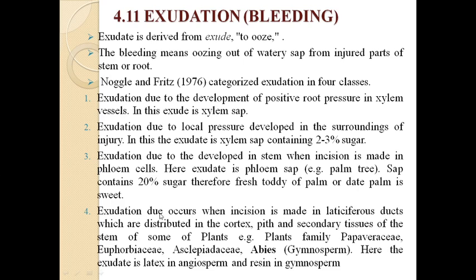The fourth type of exudation occurs when an incision is made in laticiferous ducts, which are distributed in the cortex, pith region and secondary tissues of the stem of some plants. The plant families include Papaver, Euphorbiaceae, Asclepiadaceae, and Abies, a gymnosperm. Here the exudate is latex.